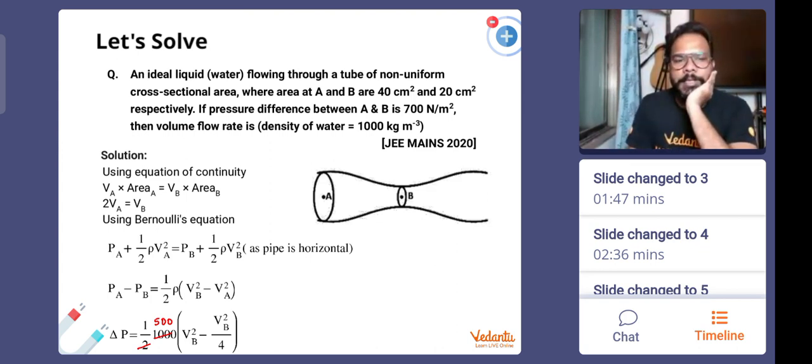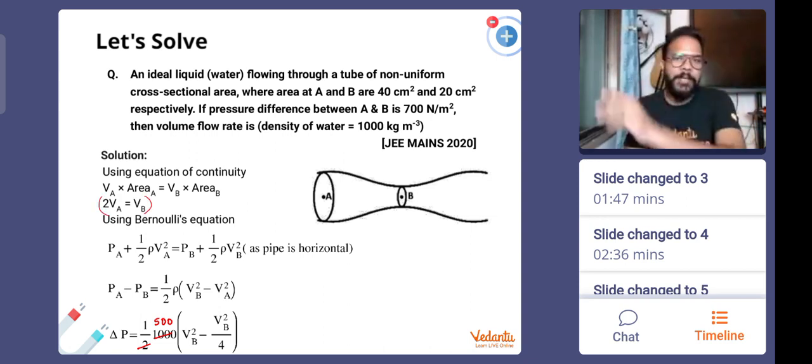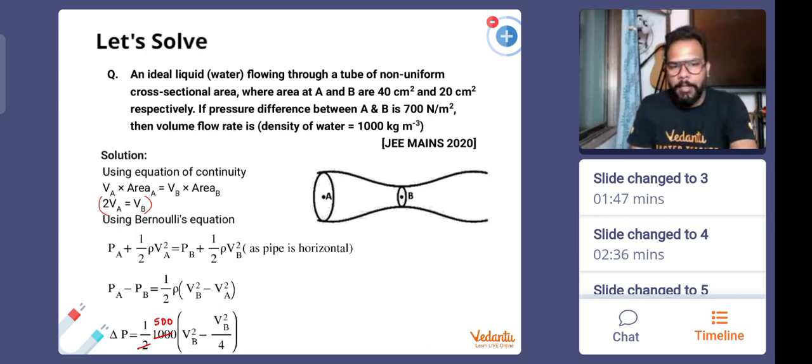Area of A is double the area of B, so the velocity at B will be double the velocity at A, because the smaller the area, the faster the movement. Now let's apply Bernoulli's theorem at A and B. By the way, they are at the same horizontal level, which means if I want to consider their height, both points are at the same horizontal level.